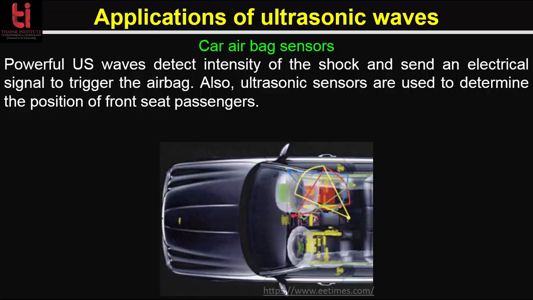Also, we use ultrasonic waves for car airbag sensors. Powerful ultrasonic waves detect the intensity of the shock and send an electrical signal to trigger the airbag. Also, ultrasonic sensors are used to determine the position of front seat passengers. What you see in this picture is a Jaguar car. Jaguar engineers are using 4 ultrasonic sensors to determine the position of front seat passengers. This type of occupant classification is used to determine whether it is best to deactivate or activate airbag deployment for small and out-of-position riders to avoid injury.